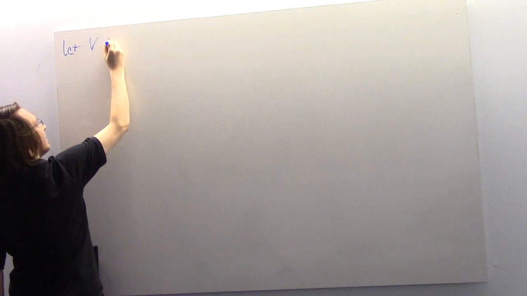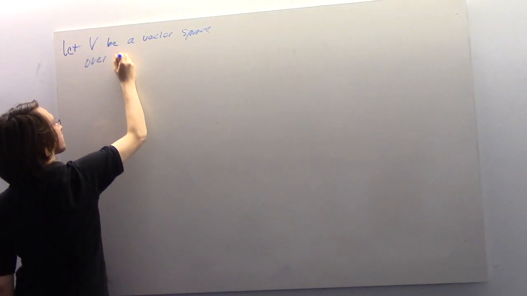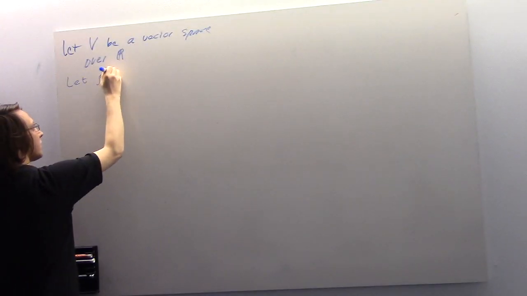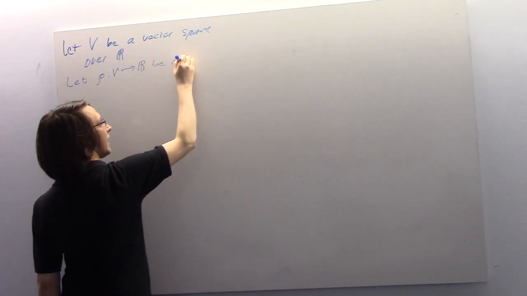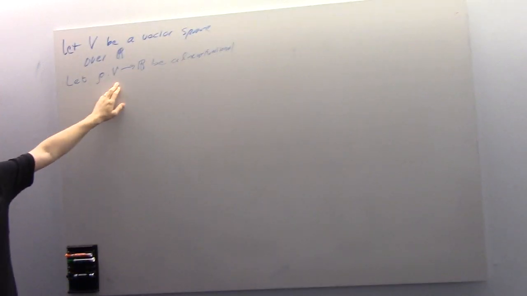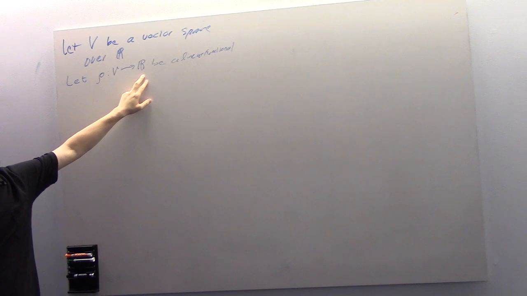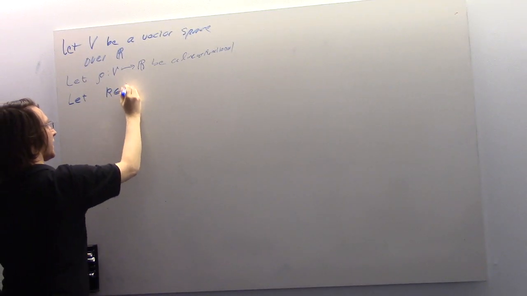Now, for the course of today, we are only going to talk about real numbers. So, to that end, let V be a vector space over R. Okay? Now, let rho from V to R be a linear functional. So rho takes an element in the vector space and sends it to a real number. Let K be an element of R.